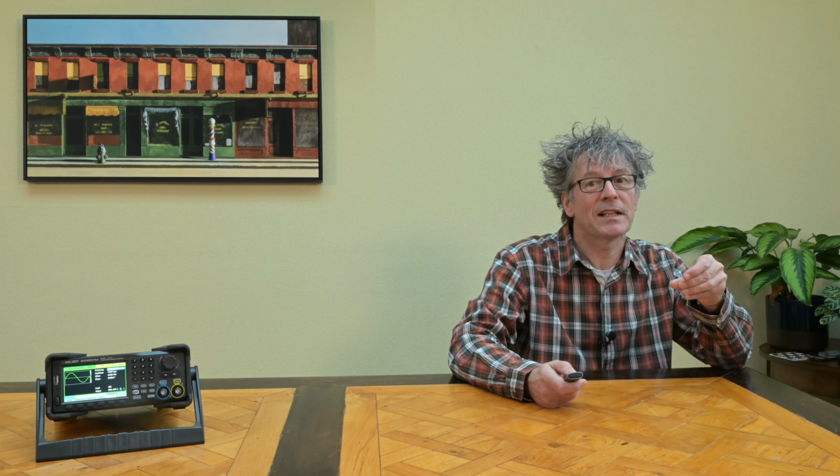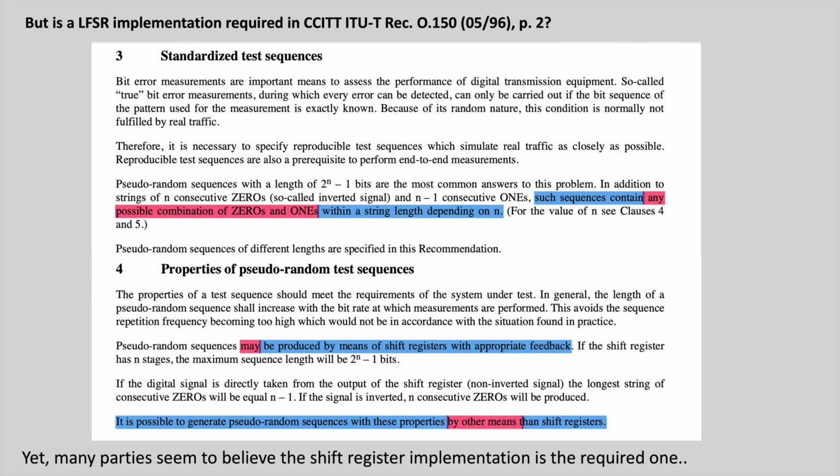But now, looking a little more critically at the text, do you have to do it that way with shift registers? Actually, it's a bit more complex, because the standard says that sequences can contain any possible combination of 0s and 1s within the string length dependent on n. So it's a bit more flexible. We can do it with shift registers, but apparently other combinations are possible as well. I don't know if I'm very happy with this definition, but it basically means that as long as you have the requirements of the 9 ones and the 8 zeros somewhere, a code that is all ones with only 8 zeros in between seems to meet the standard as well, technically speaking.